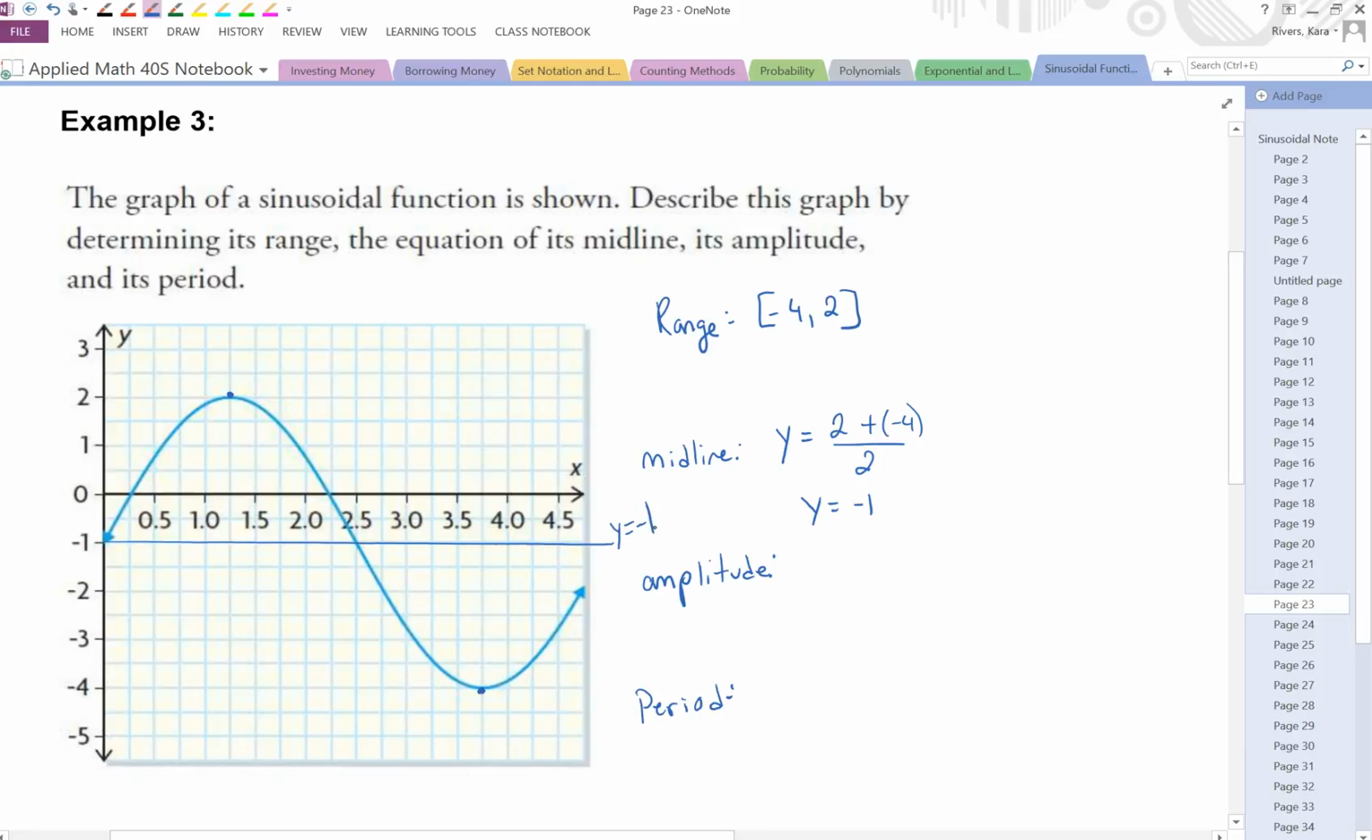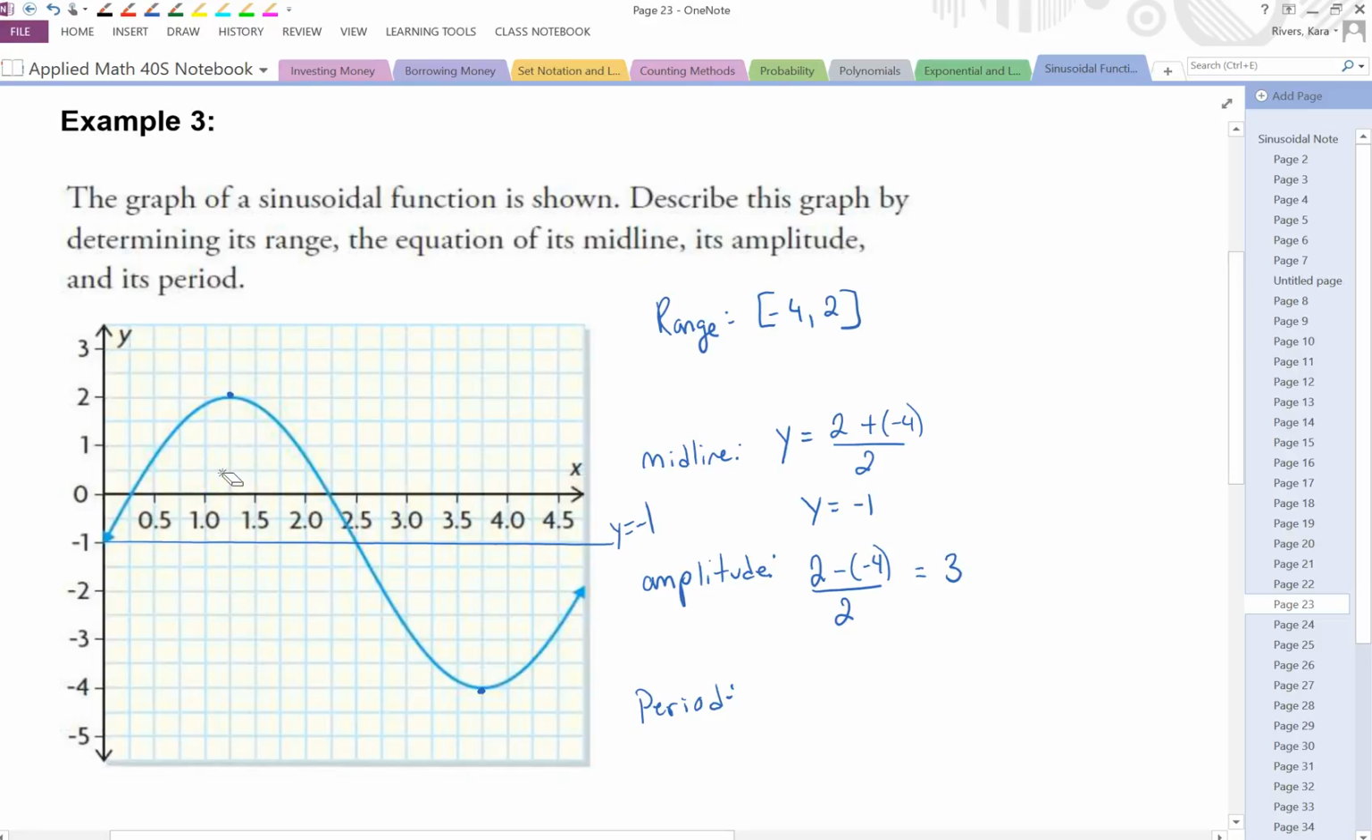Our amplitude would be 2 minus -4 divided by 2, and that would give us an amplitude of 3, because that would be 6 divided by 2. And you can always check that, right? That's an easy one to check. Just count and make sure that that actually worked out.